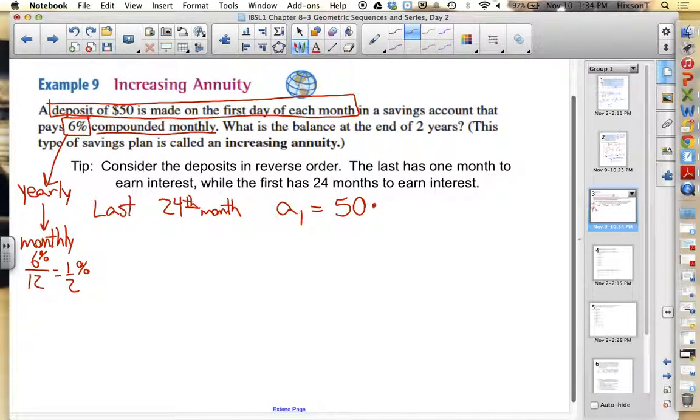So this first one is going to earn 0.5%. So how would we calculate how much we'll have after a month? 50 times 0.005 will be the interest. So 1 plus 0.005, that's 1.005. That'll give us the amount that $50 is worth after that last month. Does that make sense? And I think this was 50.25.